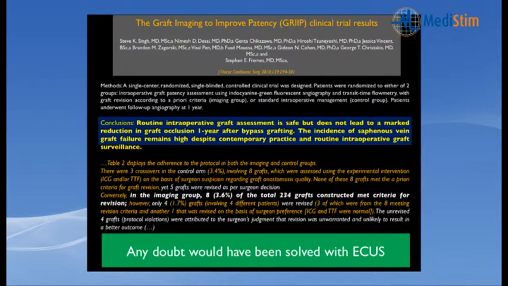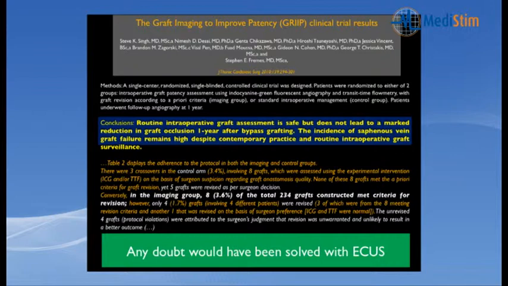Conversely, in the imaging group, 8 of the total of 234 grafts constructed met criteria for revision. However, only 4 grafts (1.7%), involving 4 different patients, were revised. The unrevised 4 grafts that represented the protocol violations were attributed to the surgeon's judgment that revision was unwarranted and unlikely to result in a better outcome.